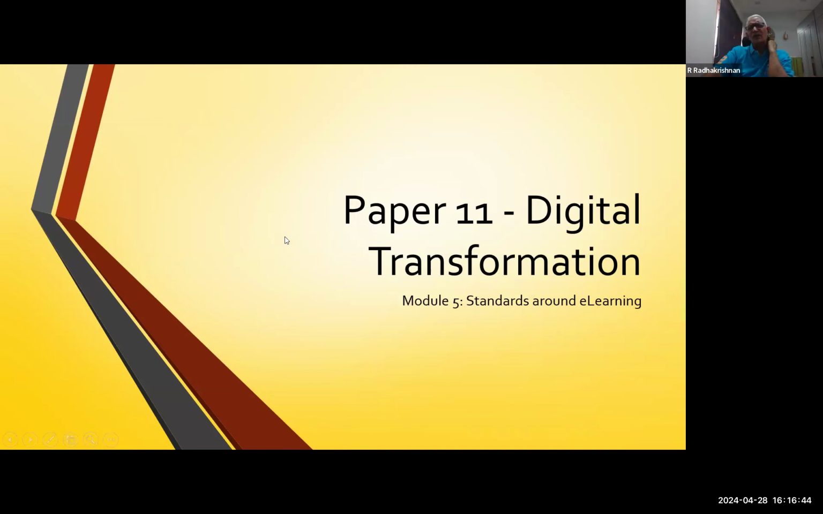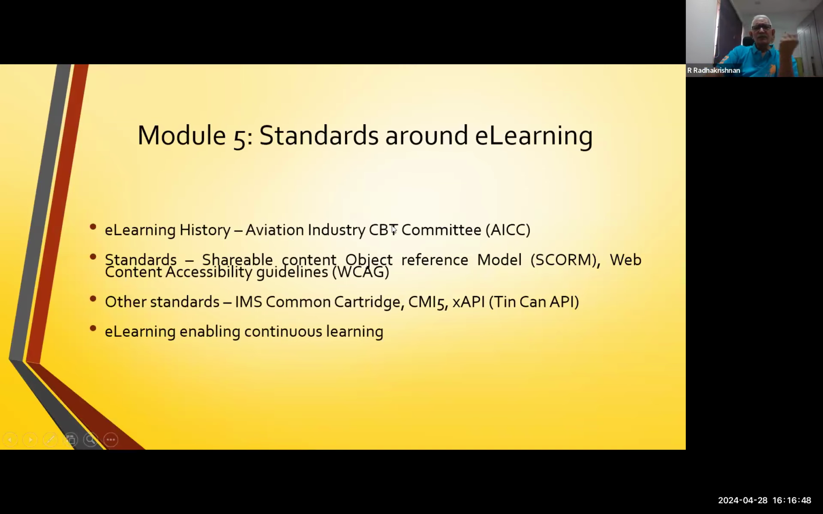So today we are going to talk about what such standards around e-learning are. We will talk about e-learning history, and we will talk about AICC, Aviation Industry Computer-Based Training Committee, and then standards of SCORM, WCAG, Web Content Accessibility Guidelines, and other standards called IMS, Common Cartridge, cmi5, xAPI. These are all some of the learnings.